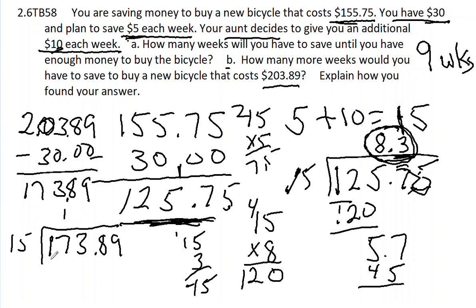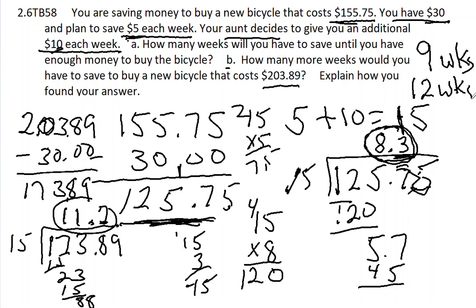15 goes into 17 once, 2 left over. 15 goes into 23 once, and now we have 15 there and 8 left over. Bring down the 8, and now you're also going to see that we have 11 weeks plus. We're also going to have to come up with another 11.6 something weeks, right? So I hope I'm explaining this well enough for you to understand that we need more than 11 weeks for Part B. We will need 12 weeks.